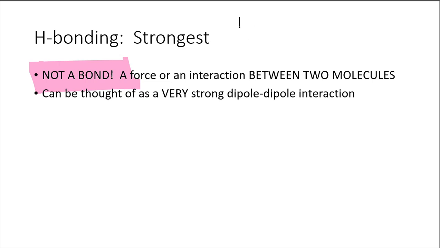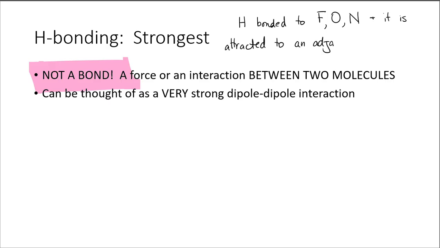So when you have a hydrogen bonded to fluorine, oxygen, or nitrogen, and it is attracted to an adjacent fluorine, oxygen, or nitrogen, that's when you have the opportunity for a hydrogen bond. Very, very specific situations. So the best example, our beautiful good friend, water.